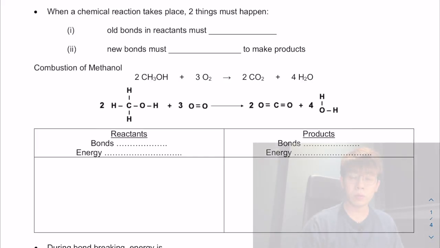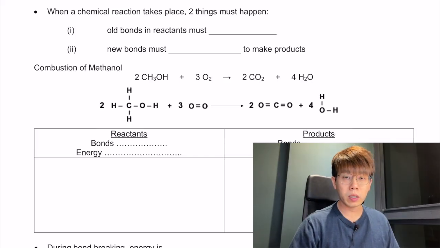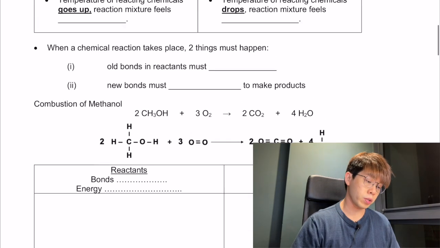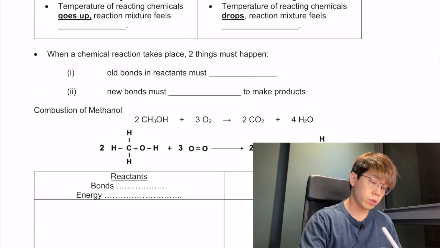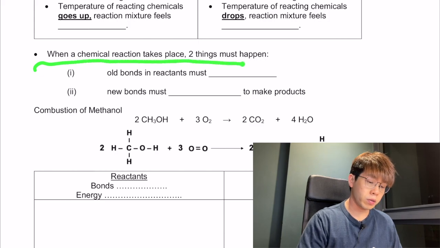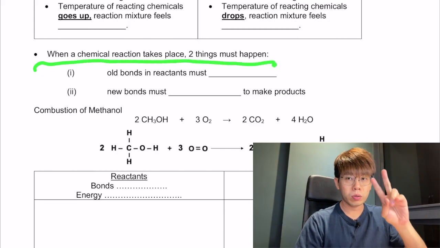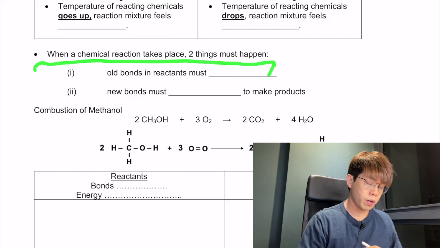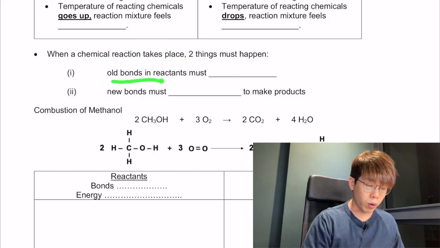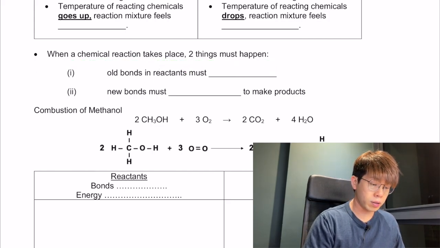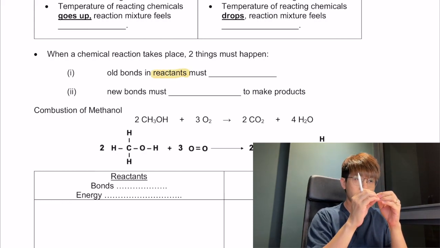Okay, hello everyone. So now we're going to learn about bonds breaking and bonds forming in a chemical reaction. So if you look over here, when a chemical reaction occurs, two things must happen, right? Firstly, the bonds in the reactants, what must we do? So we must first break them up.